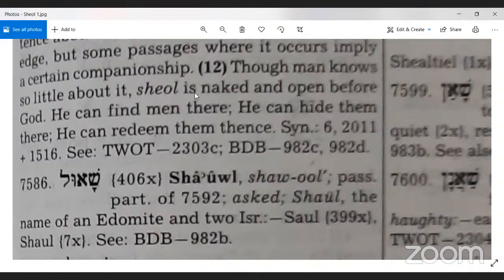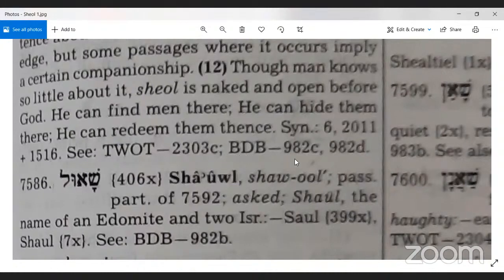What is that? Is that synonymous with Strong's number 211 through 15, 16? Yes, also 15, 16.